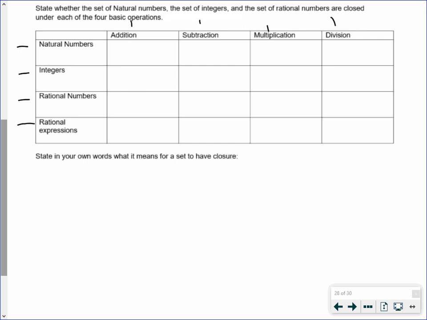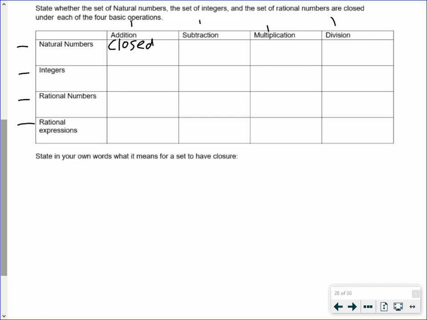Okay, so we're going to see if the set of natural numbers is closed under addition. And what that means is that I should be able to add any two natural numbers, and when I add any two natural numbers, I should always stay in the set of natural numbers. In this case, no matter which two natural numbers I choose and add up, I'm always going to get another natural number. So that means the set of natural numbers is closed under addition, because no matter which two natural numbers I choose, I'm going to get another natural number when I add them up.